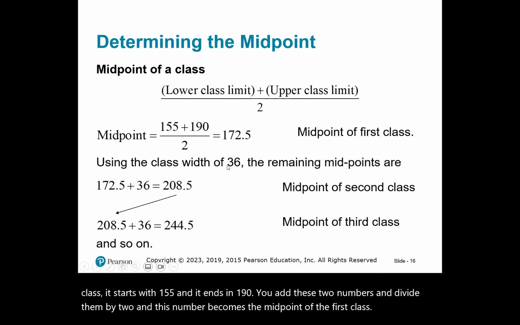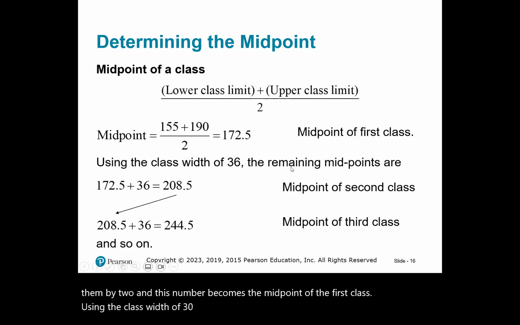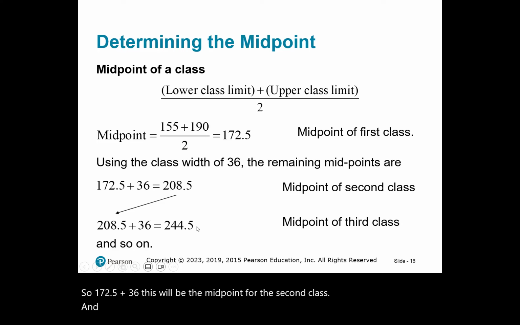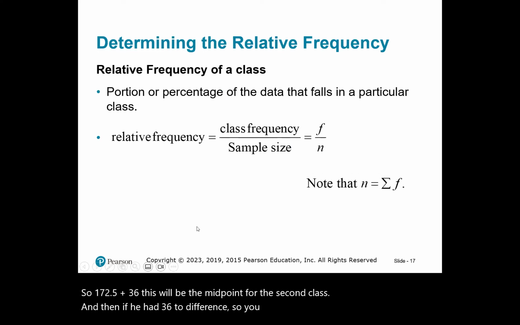Using the class width of 36, you can just find the remaining midpoints for each class. So 172.5 plus 36 will be the midpoint for the second class. And then if you add 36 to this answer, you can find the midpoint for the third class, and so on.